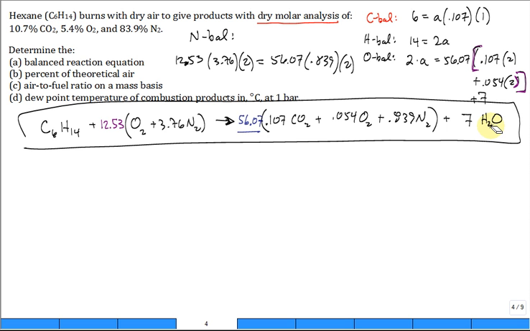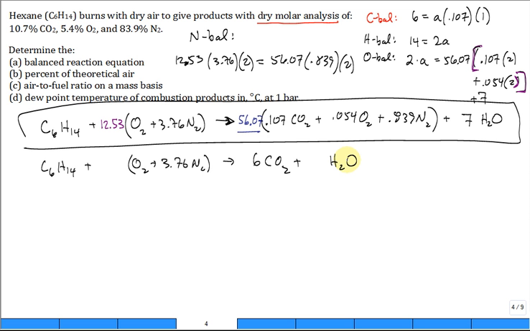Now, what is the percent theoretical error? Well, we should get a balanced equation with just normal combustion, 100% combustion of this hexane fuel. So C6H14 plus O2 plus 3.76 N2 goes to CO2. We can do the carbon right away because carbon only occurs in front of the CO2 and in the fuel. So that's 6 plus H2O.